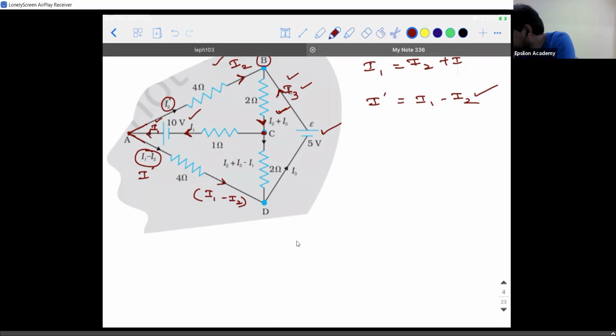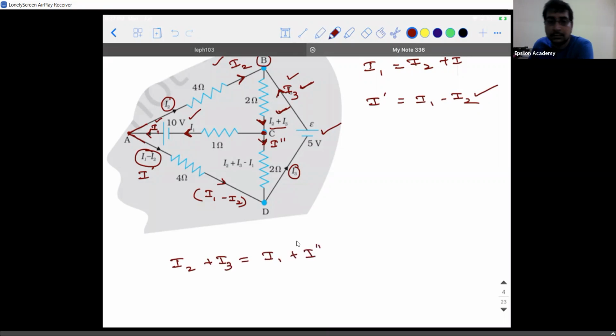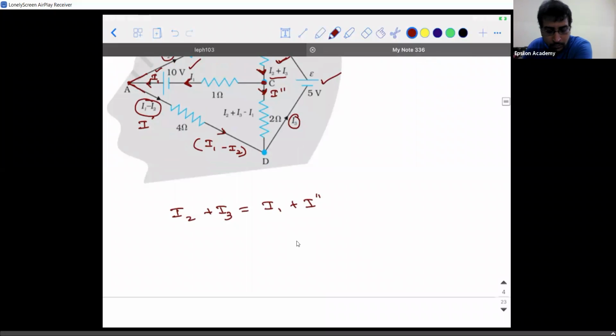Okay. In a similar way, I3 is the current supplied by the 5 volt battery. The same current I3 is reaching back. When that is the case, from I2 plus I3, I1 is gone away from point C. Then how much will be the current here? If I call this I double dash, then I2 plus I3 will be equal to I1 plus I double dash according to Kirchhoff's current law. So I double dash will be equal to I2 plus I3 minus I1.